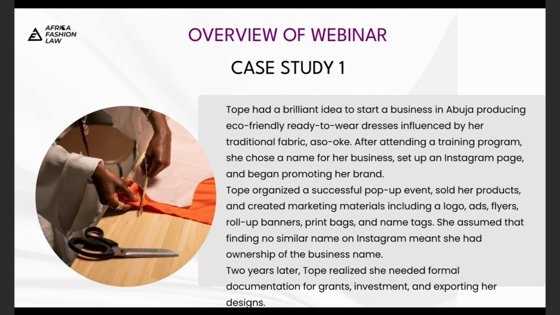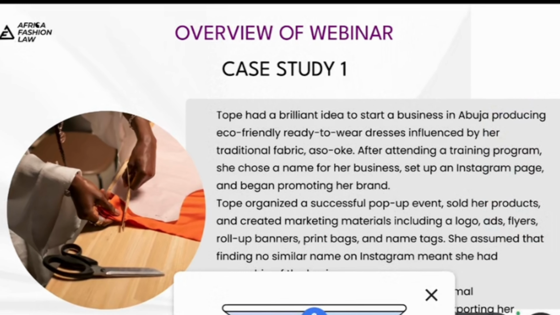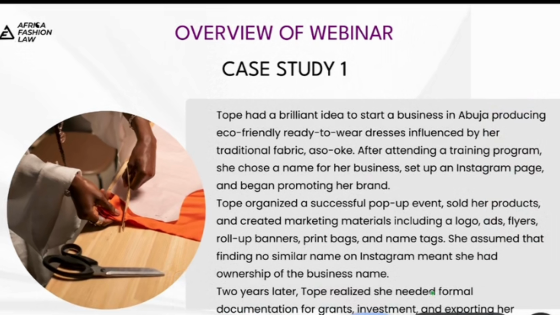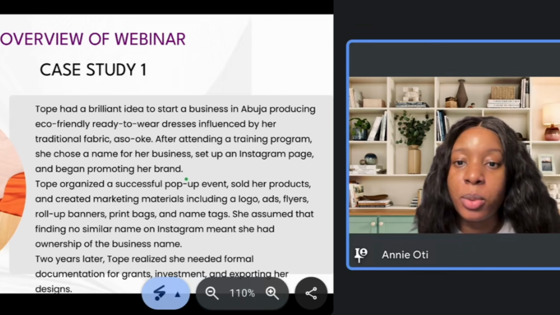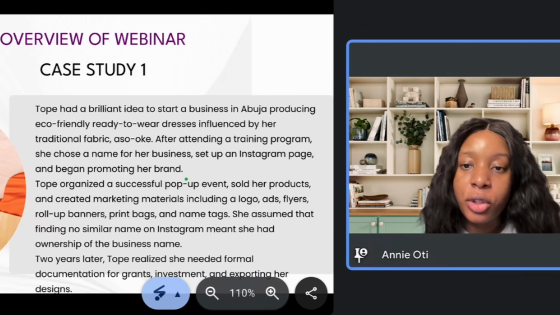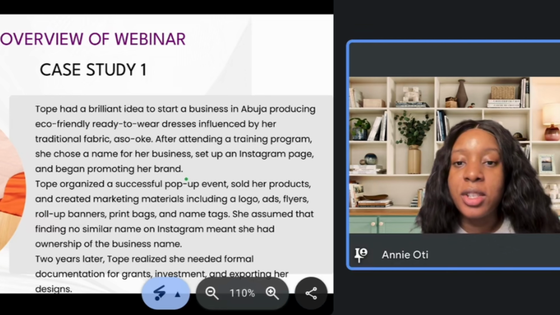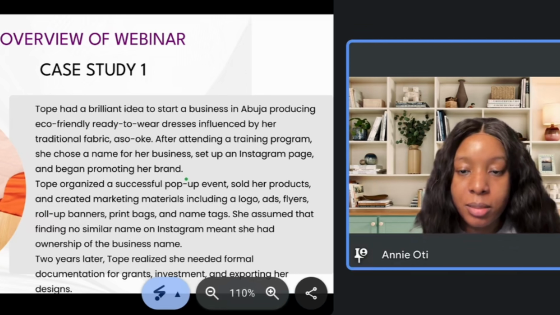The first case study, case study one, we have Tope. Tope is a brilliant fashion designer, and she has a brilliant idea to start a business in Abuja producing eco friendly, ready to wear dresses that are influenced by her traditional fabrics, Ashoke. After attending a training program, she chooses a name for her business. She sets up an Instagram page and she begins to promote her brand.